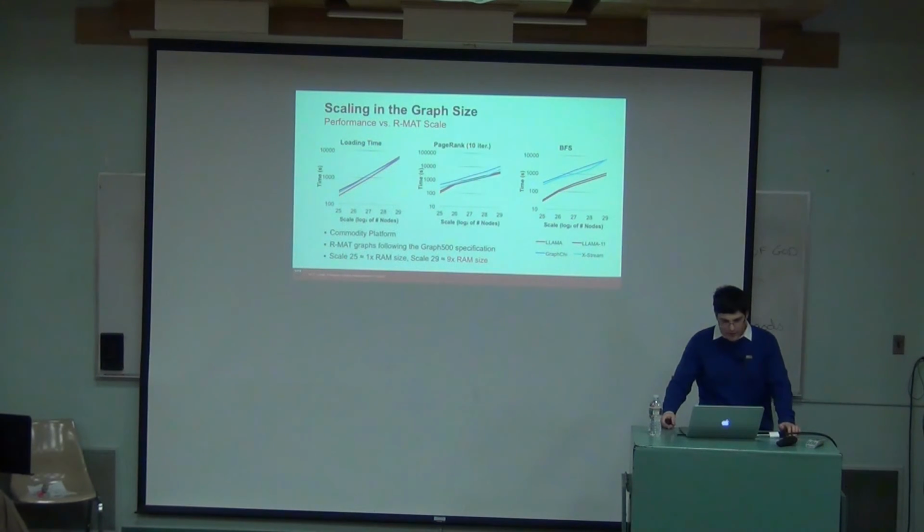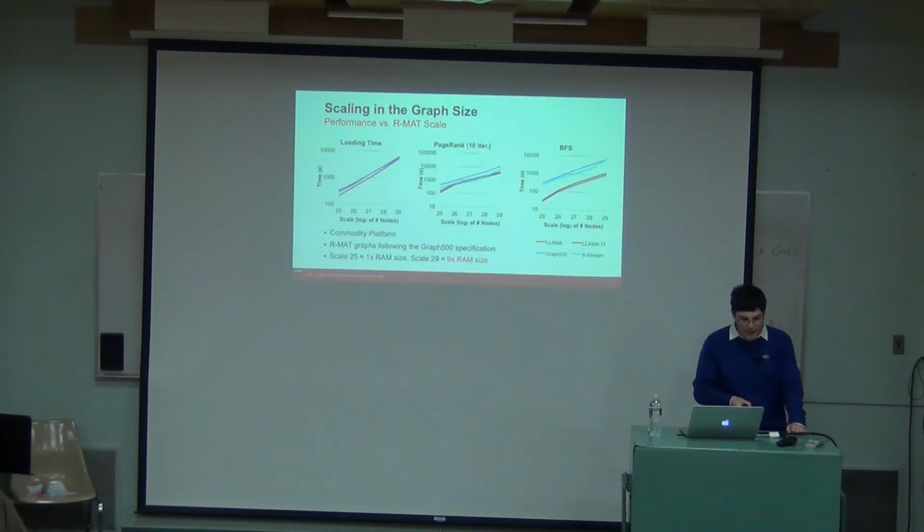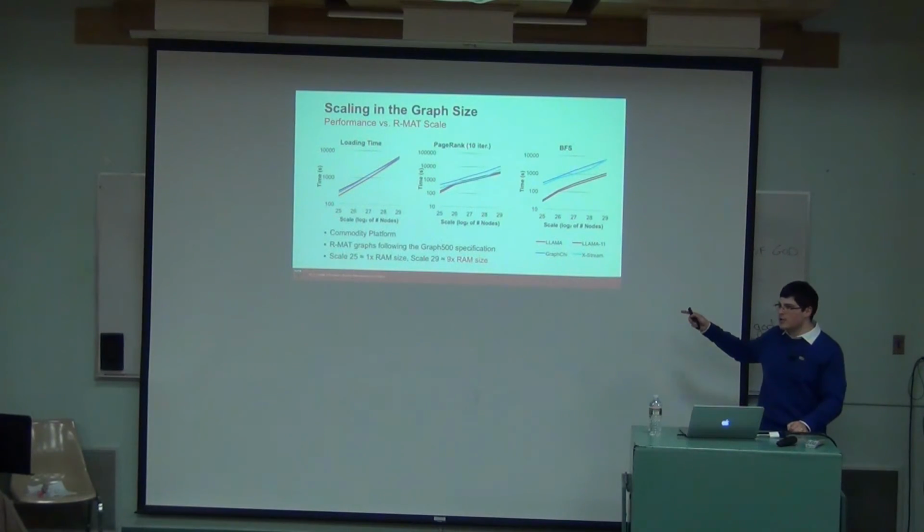Now, the final set of 3 plots I'll show you is scaling in the graph size. This is now going out of core. This time I'm using the RMAT synthetically generated graphs. The horizontal axis is scale, which is the log2 of the number of nodes, so we are going from 2 to the 25 to 2 to the 29 nodes. The vertical axis is time in seconds. Scale 25 is about 1x memory size, and this is about 9 times memory size.